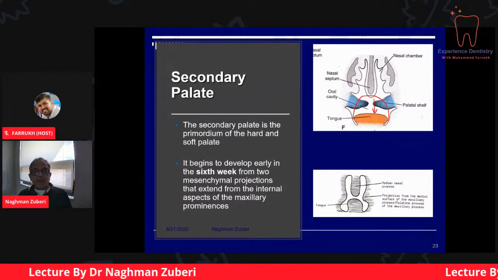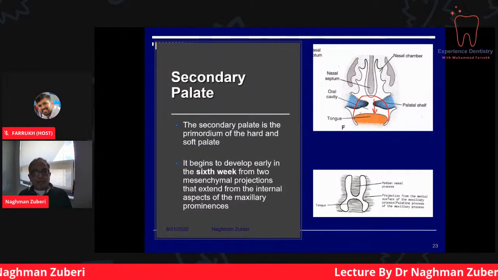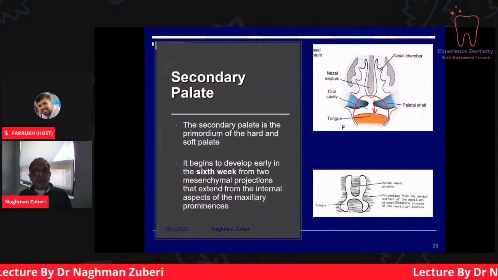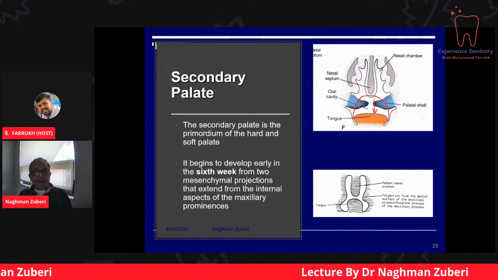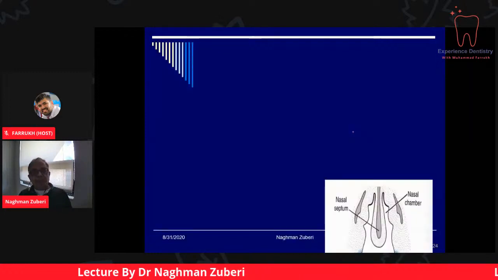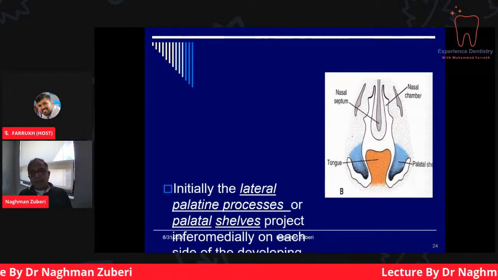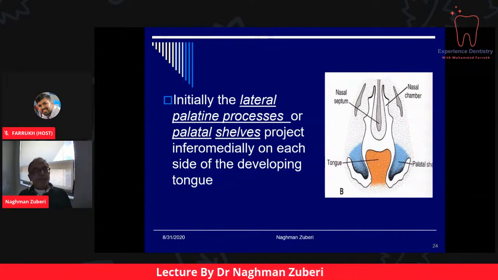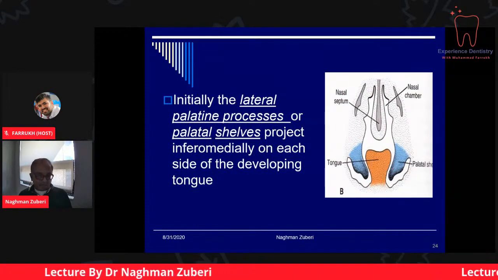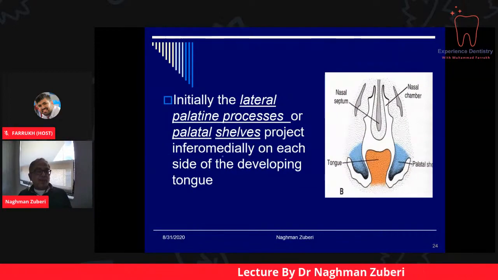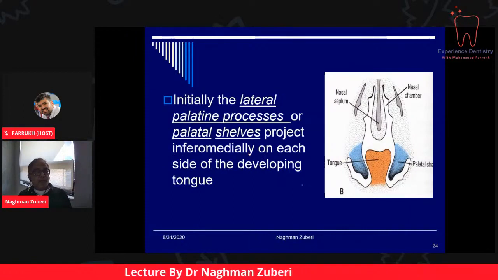Once the tongue descends, it provides a kind of support or scaffolding to these projections, which we call the palatal shelves. And these palatal shelves start moving towards each other, then they fuse. If the tongue is not descending, they will just move inferiorly and medially. So initially, the lateral palatine processes of the palatal shelves project medially on each side of the developing tongue.